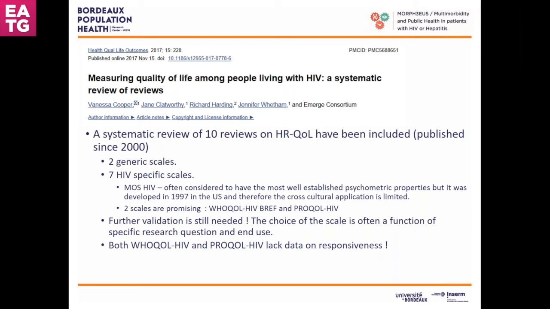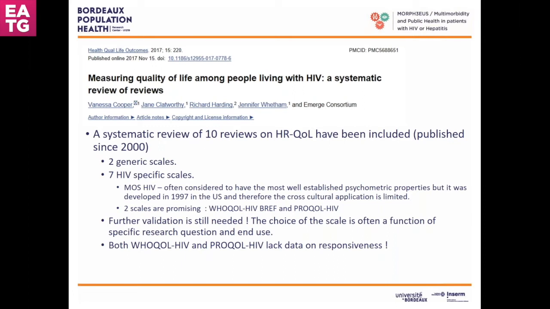Now, this particular review by Vanessa Cooper looked at quality of life studies that were published since 2000. And what she found was that there were 2 generic scales that were used, and that 7 scales were HIV specific. Now, the MOS-HIV scale was developed, like I said, in the early days, and it was only developed in the US. However, it's extensively used and has very good and established psychometric properties.